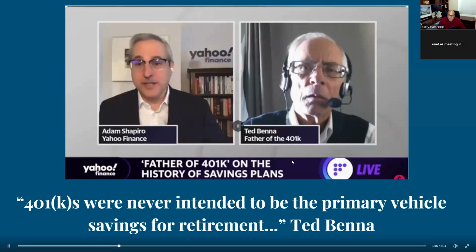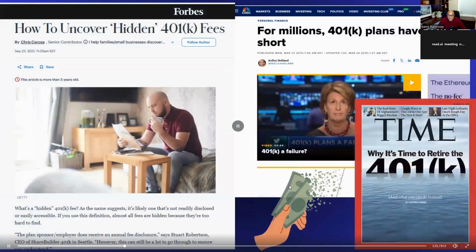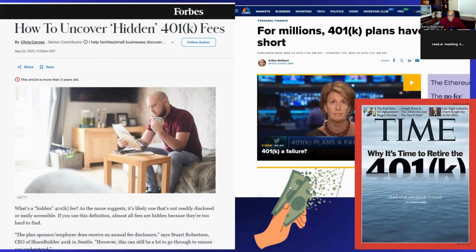So if this is your primary vehicle for retirement, please take some time to understand the pros and cons. 401ks have a lot of hidden fees, and I suggest you take some time to look at that. Forbes magazine has an article you could search for. CNBC has a number of articles, multiple that I found, talking about 401ks having fallen short. Time magazine featured this as well, with the title about the time to retire the 401k.